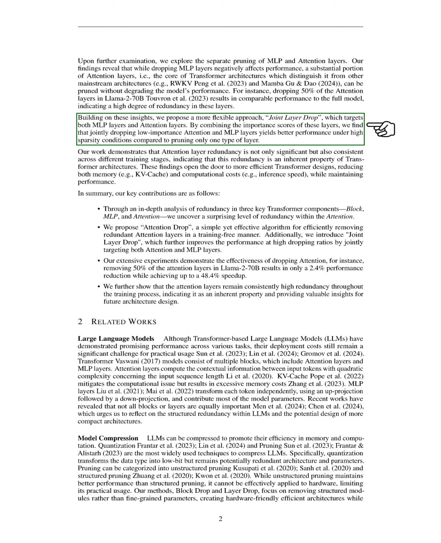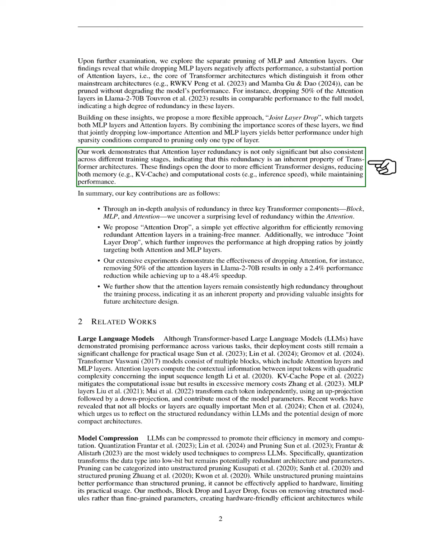Building on these findings, we propose a more adaptable method called joint layer drop, which targets both MLP and attention layers. By combining the importance scores of these layers, we discover that jointly removing low-importance layers from both types yields better performance under high sparsity conditions than pruning just one type. Our work illustrates that attention layer redundancy is not only considerable but also consistent throughout different training stages, suggesting it is an inherent characteristic of transformer architectures. These insights pave the way for more efficient transformer designs, reducing memory and computational costs while preserving performance.